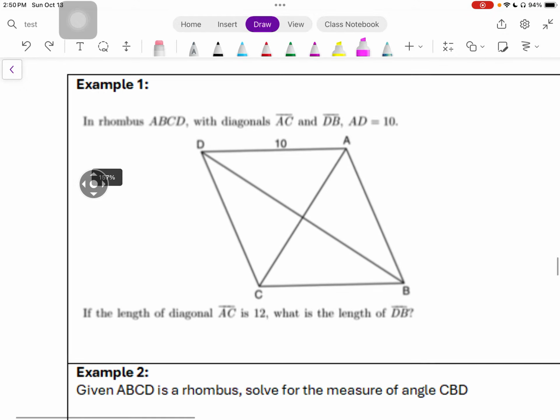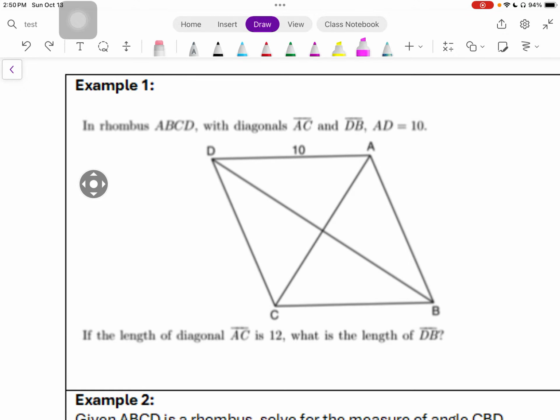So, first question, in rhombus ABCD with diagonals AC and DB, AD is 10. They have that marked for us already right here. It says the length of the diagonal AC, so AC is this whole thing, that is 12. Find the length of DB. So we want to find the length of the whole thing. Now, if this was a rectangle, we wouldn't really have to do any work because we know the diagonals are the same length. So we need to talk about 2 things here.